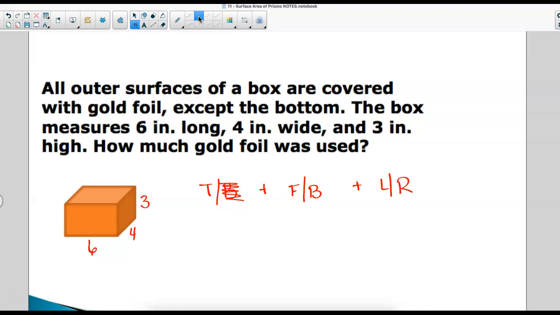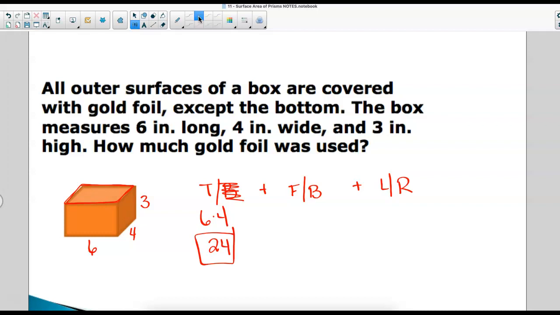Let's start with the top. We do have to cover the top. So here's the top of the box. What are the numbers that would go with the top? Ellie? 6 and 4. That's 24. Do I times that by 2? No, because remember, we're not covering the bottom, so I just need this number. Done.